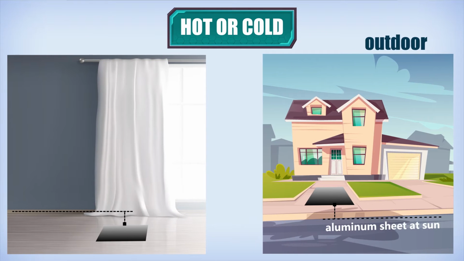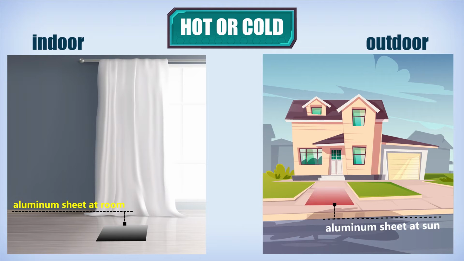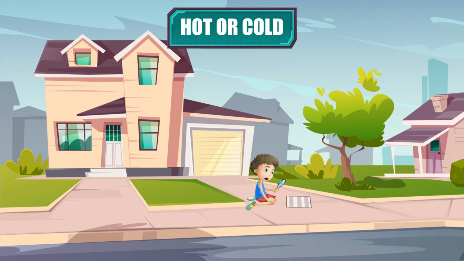An aluminum sheet is kept in the sun and another in your room. After some time, if we touch the sheet kept outside, immediately you will withdraw your hand because it is hot, while the sheet kept in the room is cold. Let us try another experiment.